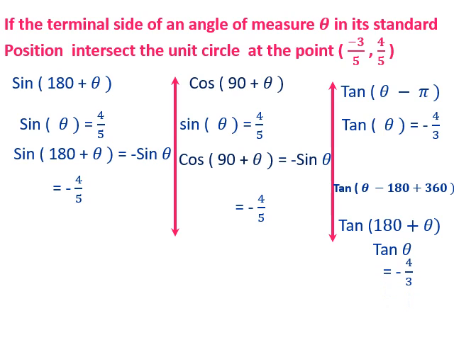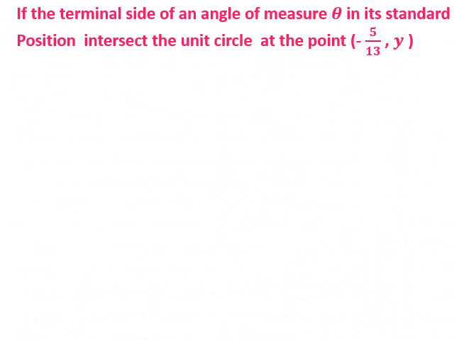How to get tan? It will be y over x, or sine over cosine. Finally, it will be negative 4/3. If the terminal side of the angle of measure theta in standard position intersects the unit circle at the point (-5/13, y), find the values, and theta belongs to the closed interval 180 to 270.